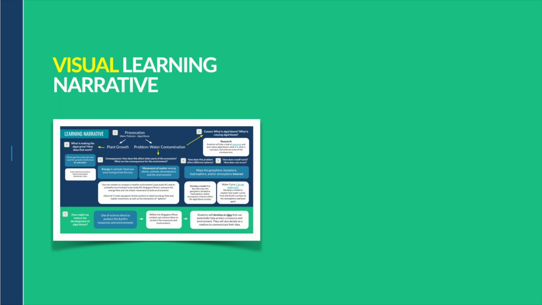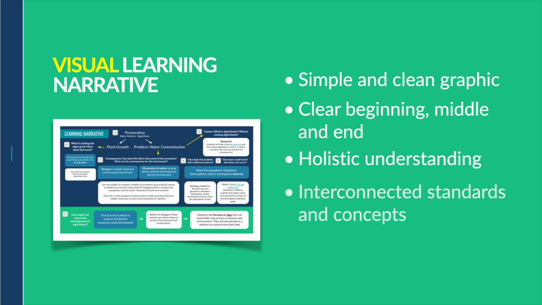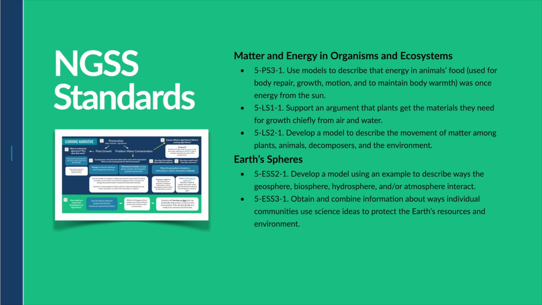The first one is called Visual Learning Narrative, a simple, clean graphic that contains the learning narrative with a clear beginning, middle, and end. This graphic would usually be placed in the unit plan to help teachers gain a holistic understanding of how all the standards are interconnected. Here's an example of a visual learning narrative for a 5th grade science unit that consisted of the following Next Generation Science Standards.